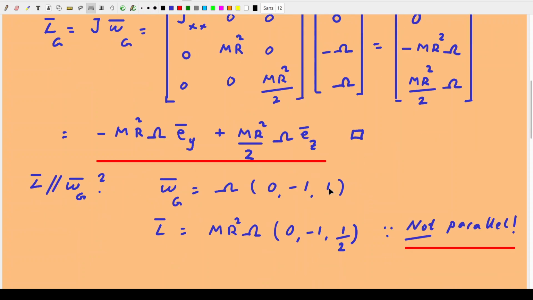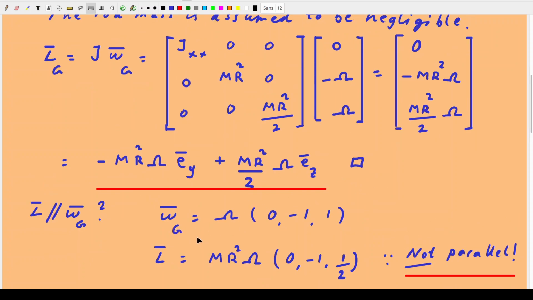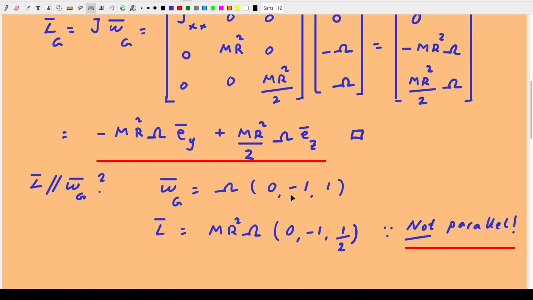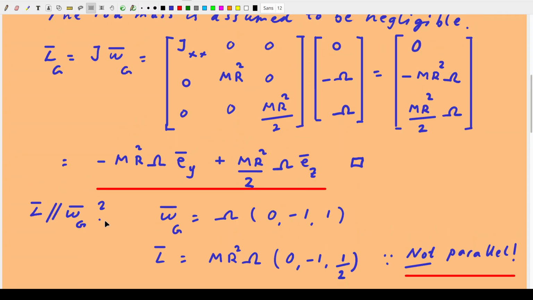So this is omega written in vector form. And in the same way, the angular momentum, I should have a G here also, you can take out mr squared omega, which is a scalar. And what are you left with? 0, -1, and 1/2. Now you can compare those two vectors, and we can see there is no way that those can be parallel. Because you would need something similar, like 0, -1, 1, or 0, -2, 2, and that we cannot get here. So they are not parallel in general.